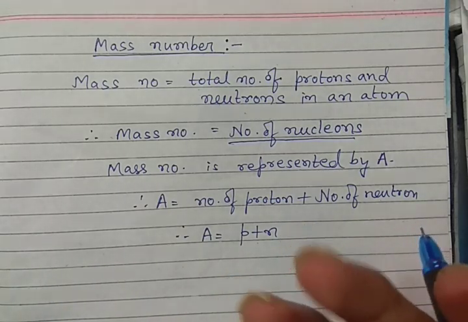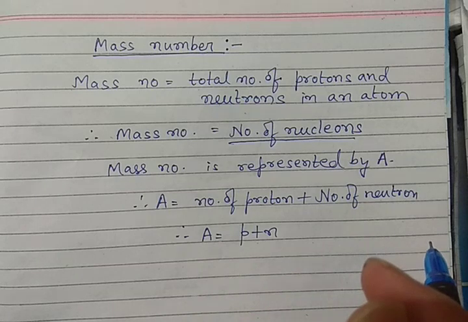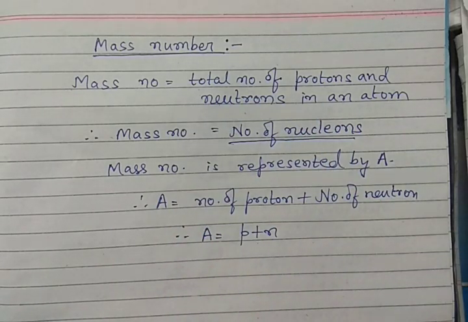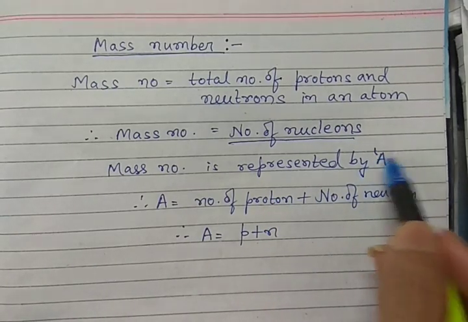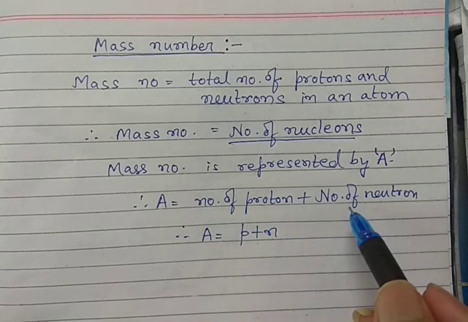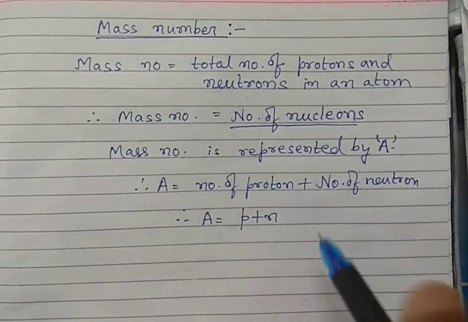Who is responsible for mass of an atom? প্রোটনস অ্যান্ড নিউট্রনস। So what is mass number? The number of protons and neutrons in an atom. এত রকমভাবে তুমি মাস নাম্বারকে মনে রাখতে পারো, ঠিক আছে? Mass number is represented by the alphabet capital A. Okay, so A equals to number of proton plus number of neutron, therefore A equals to P plus N.